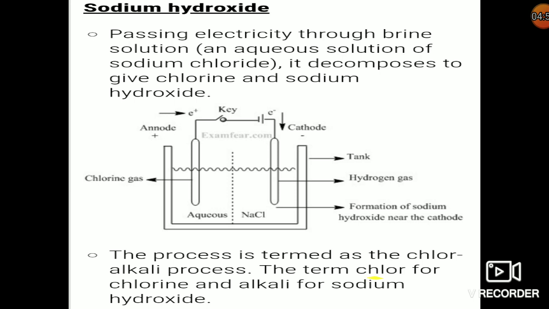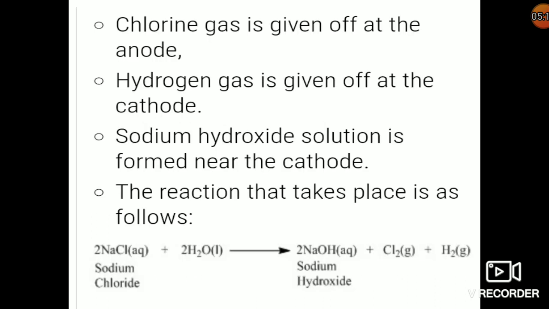Chlor is the term that came from chlorine, and alkali, you already know, is a water soluble base, that is sodium hydroxide. So in this process, what we got from sodium chloride was chlorine gas, hydrogen gas and sodium hydroxide. Now chlorine gas is given off at the anode, we already learned it. Hydrogen gas will be accumulated at the cathode, and sodium hydroxide solution is formed near the cathode.